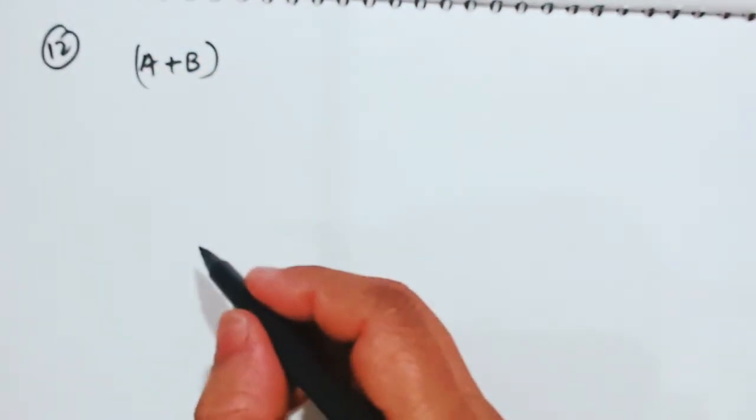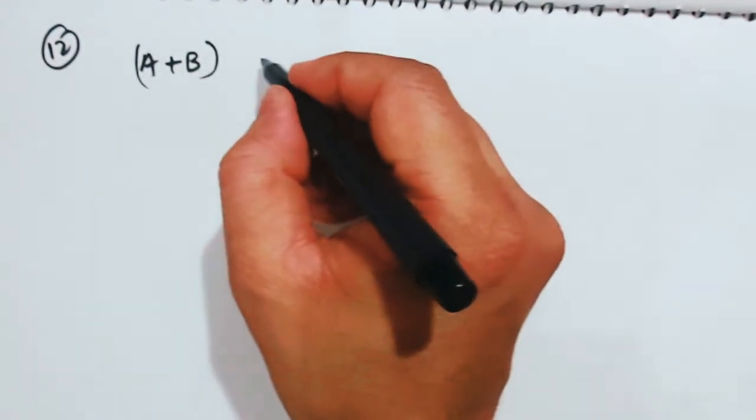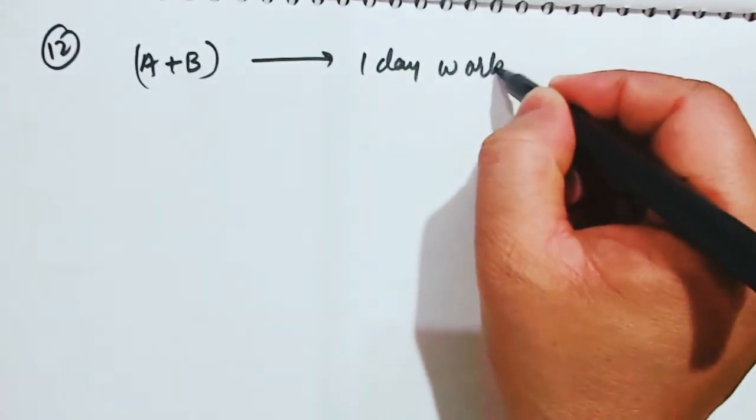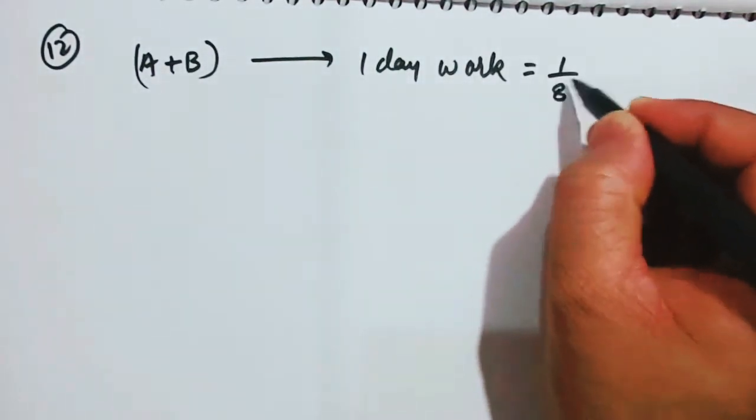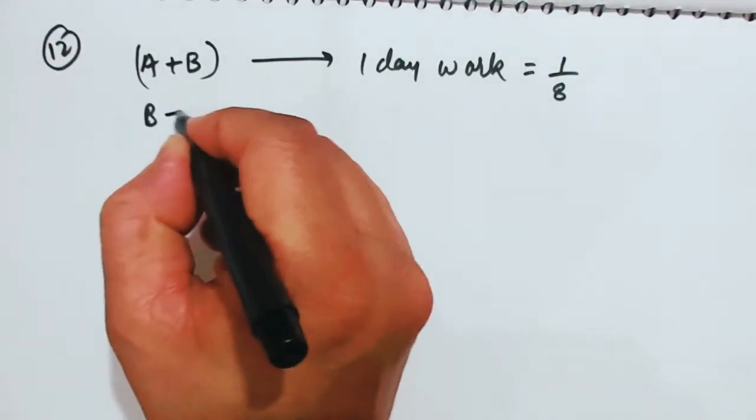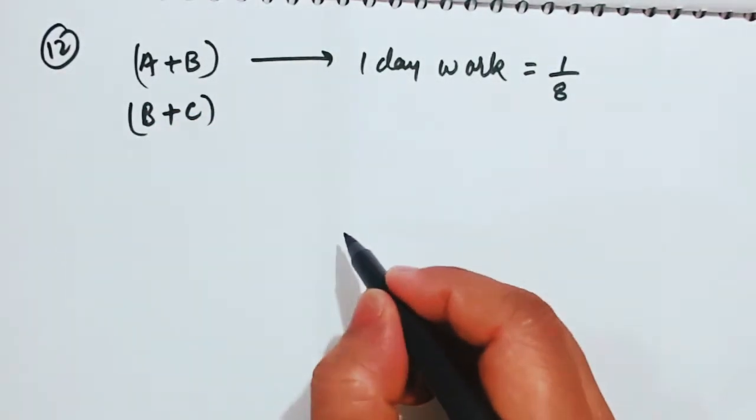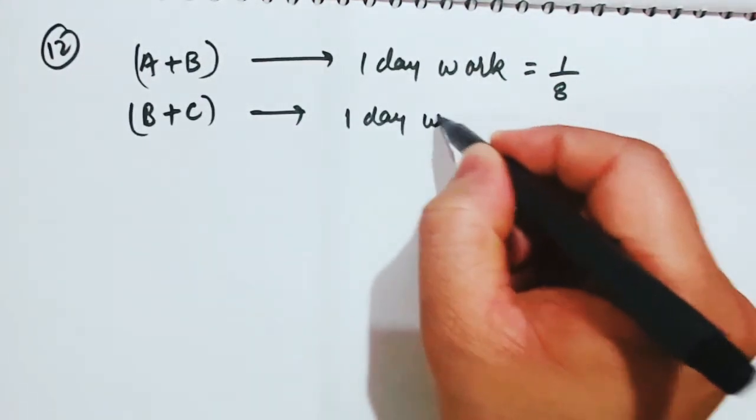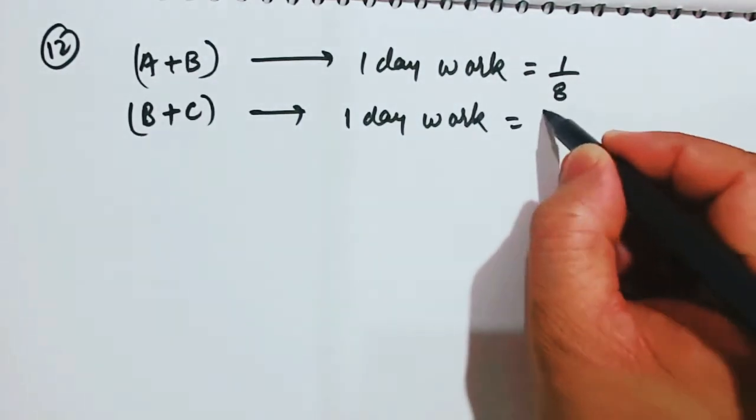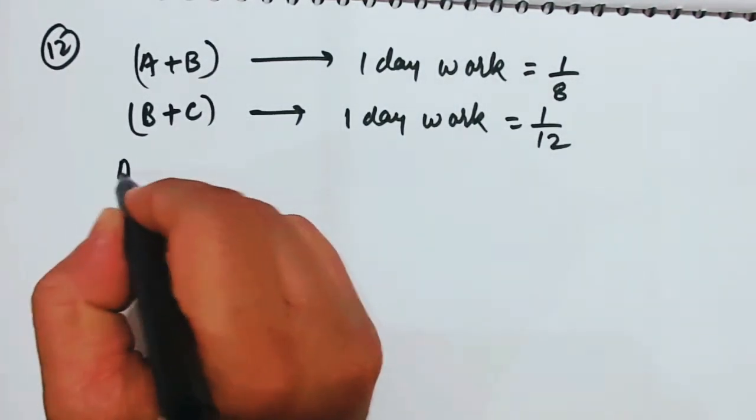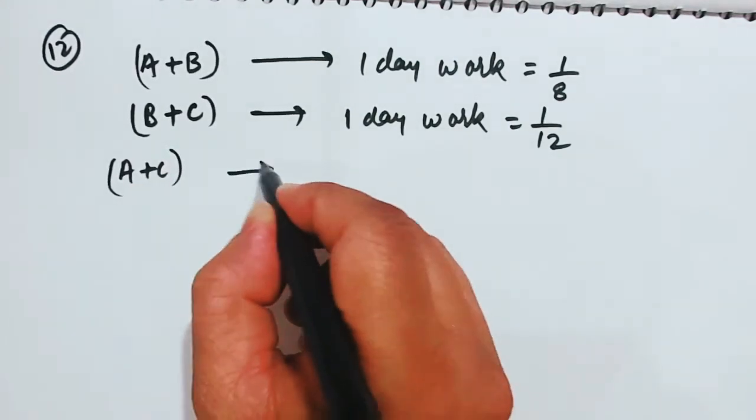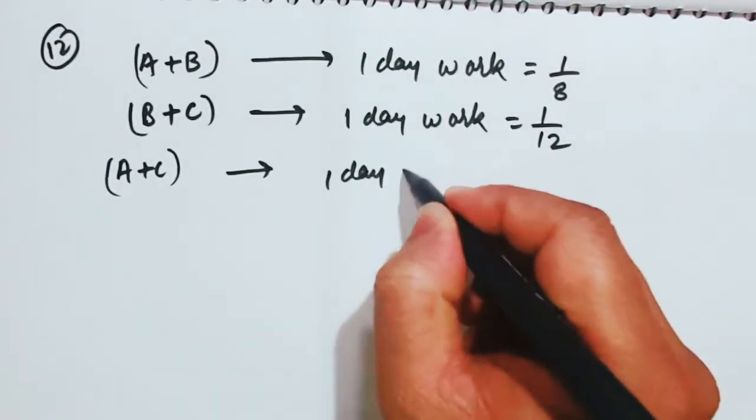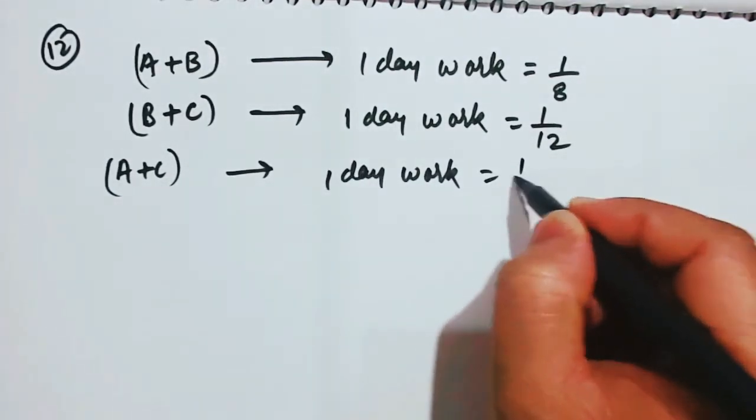In number 12, what do we find? A and B can do a piece of work in 8 days. So A plus B, 1 day work is equal to how much? 1 by 8. Again, they are saying that B and C can complete the same work in 12 days. So B and C, 1 day work will be equal to 1 by 12. A and C similarly can complete the piece of work in 16 days. So 1 day work will be equal to 1 by 16.